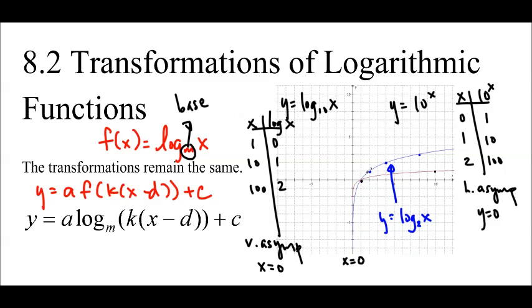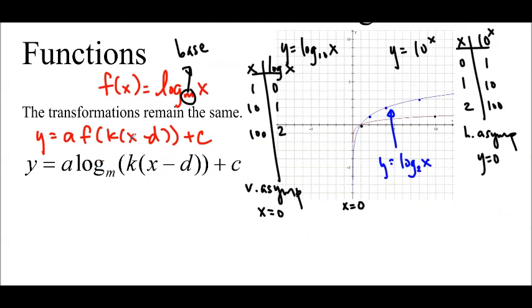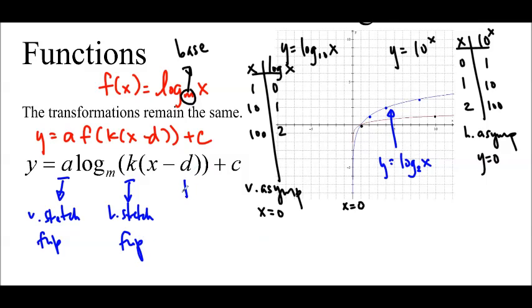Depending on the base, you could get a slightly different shape, but what we want to talk about is the transformations. So if we're transforming y equals a f of k(x minus d) plus c, and f of x equals log base m of x, then we're looking at y equals a log base m of k(x minus d) plus c, and all of these letters still stand for the same thing. So a is the vertical stretch and flip, k is the horizontal stretch and flip, d is the horizontal translation, left and right, and c is the vertical translation. That's going to be up and down.